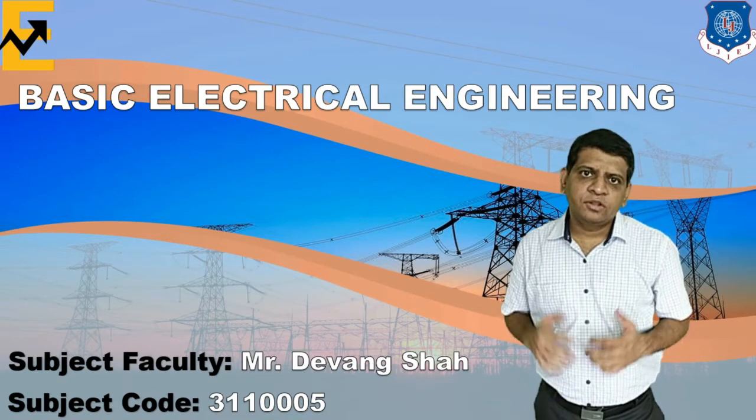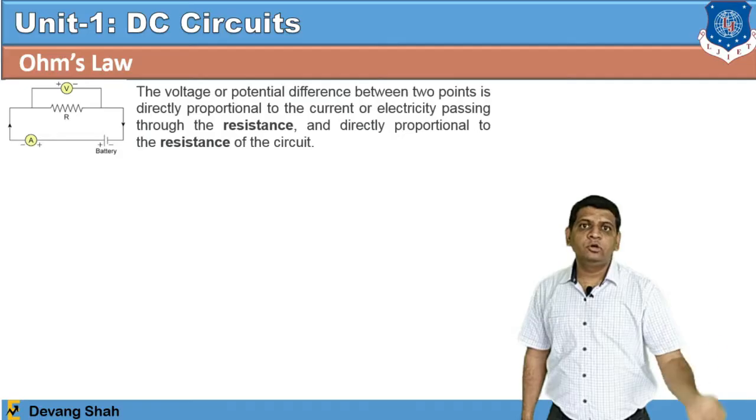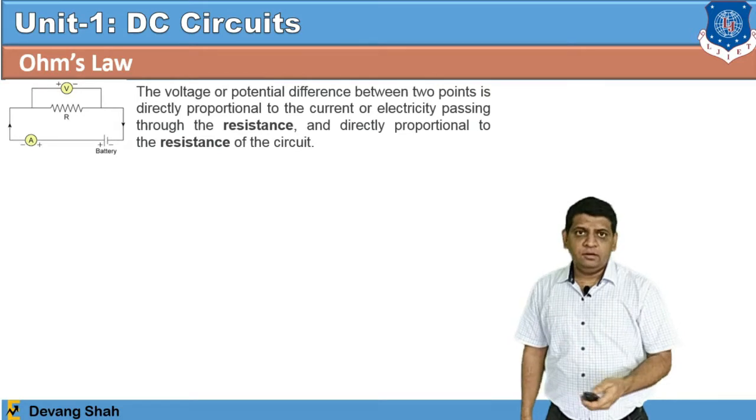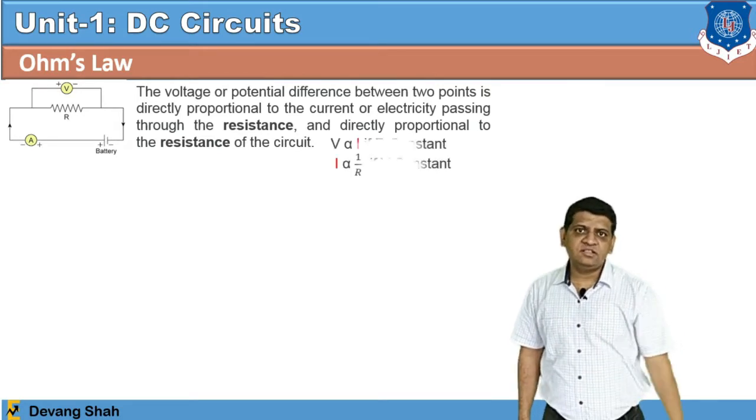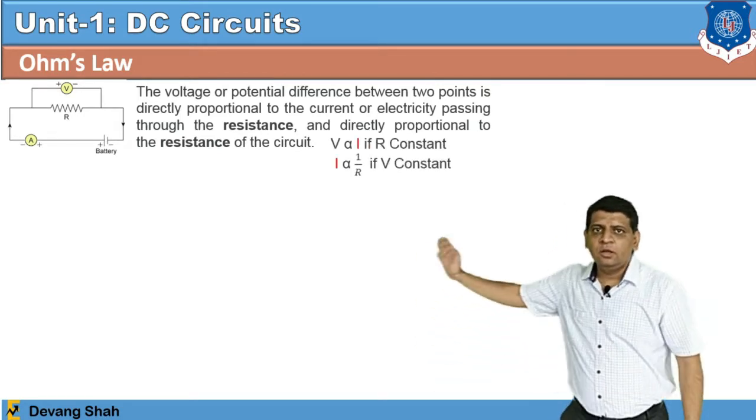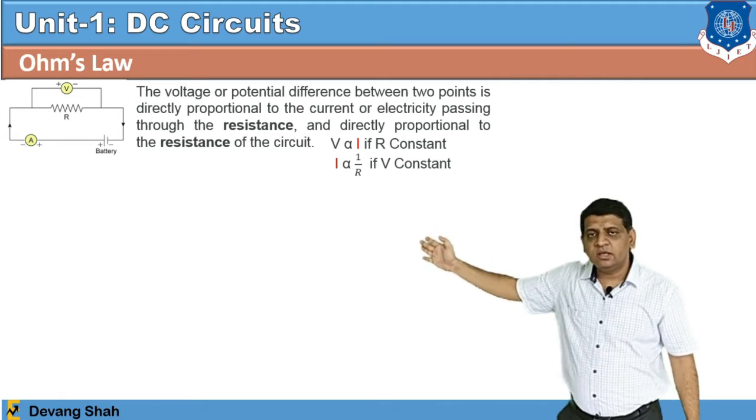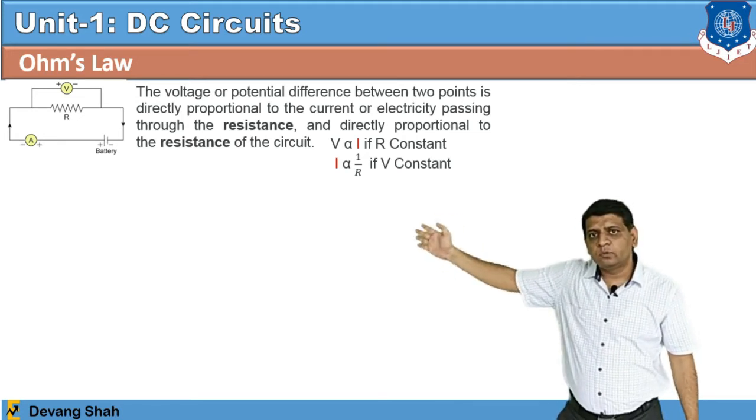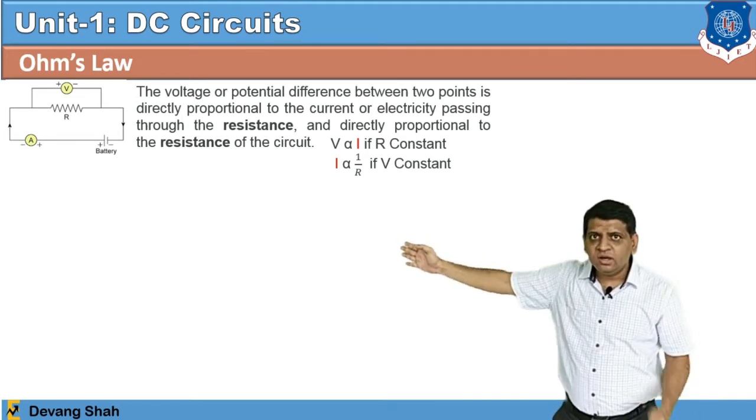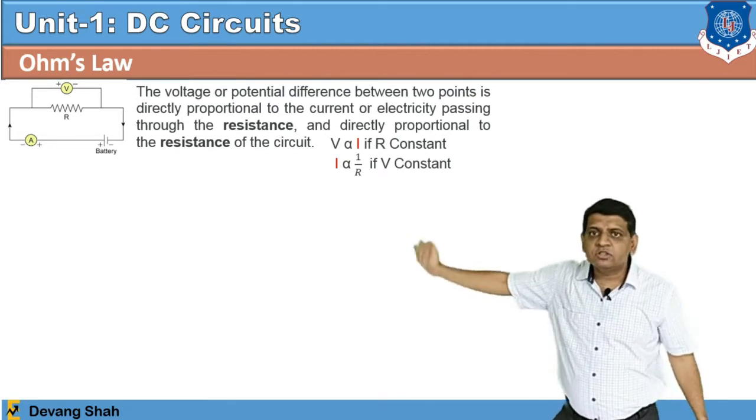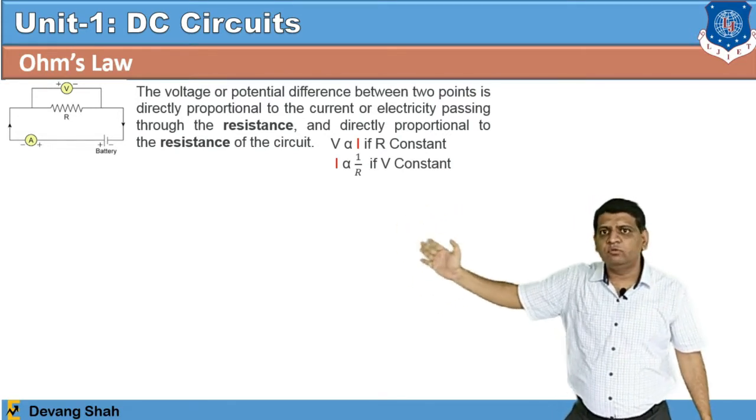Right. So let's discuss the next point. Voltage is proportional to current if the resistance is constant, as you can see from this equation, and current is inversely proportional to resistance if the voltage is constant.